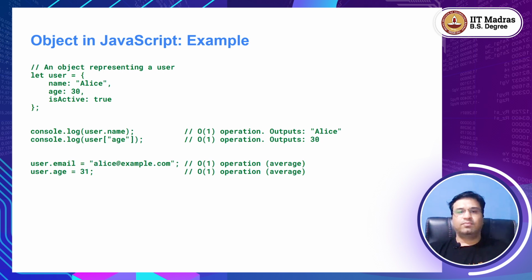Since objects are mutable, you can easily add new properties or modify existing ones. These operations also average O(1). You can also delete properties using the delete operator, which is also an average O(1) operation. It's important to remember that while objects provide fast average access, insertion and deletion, they did not maintain insertion order of keys in older JavaScript environments, though modern JavaScript engines generally preserve insertion order for non-integer keys. However, for guaranteed order, maps are often preferred.